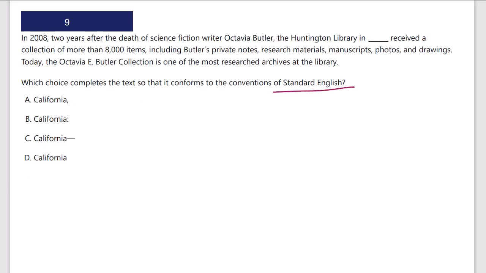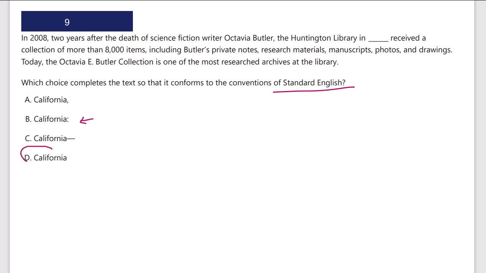Okay. This is a grammar question, and I've got colon, long dash, no punctuation, or comma. Okay, chances are it's going to be a colon, but let's go ahead and look. In 2008, 2 years after the death of science fiction writer Butler, the Hunting Library in California received a collection of more than 8,000 items.